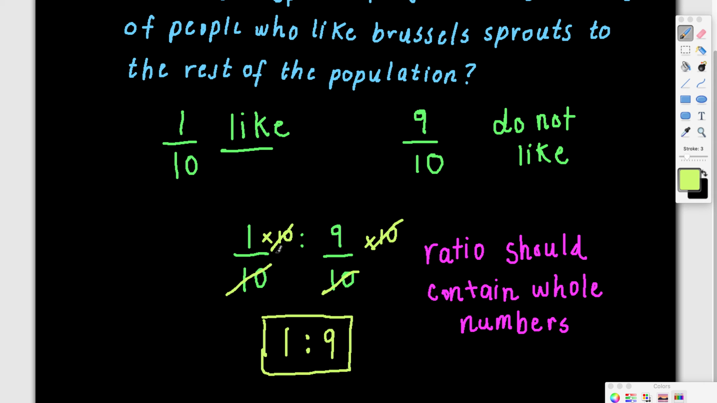So often I don't even bother with doing the times 10 times 10 because I can see I've got the same denominator on both sides, which means that my numerators form the ratio.